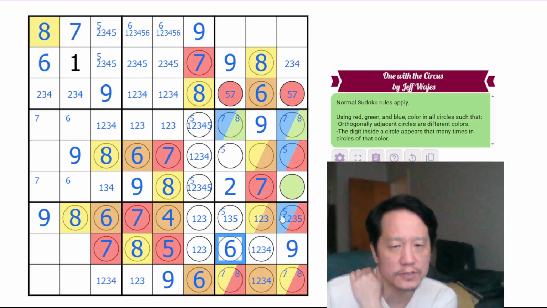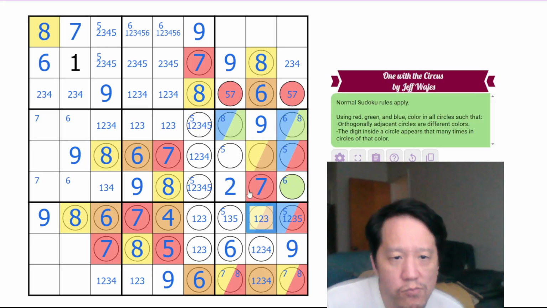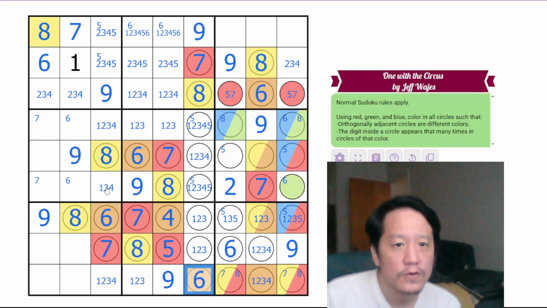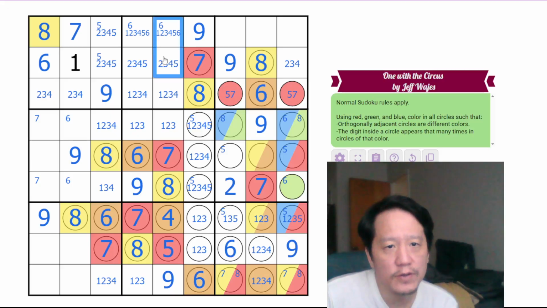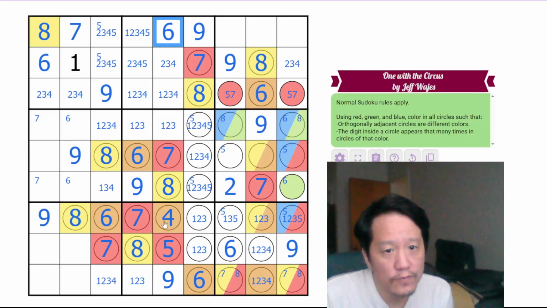6 is here, 6 is here. 6 can't be here, so 6 has to be one of these two. Obviously 7 can't be there anymore. Yeah, where was the contradiction here? 5 can't be either of these. No 6 here. Therefore, 6 had to be here. 4 eliminates 4 in the rest of the column.